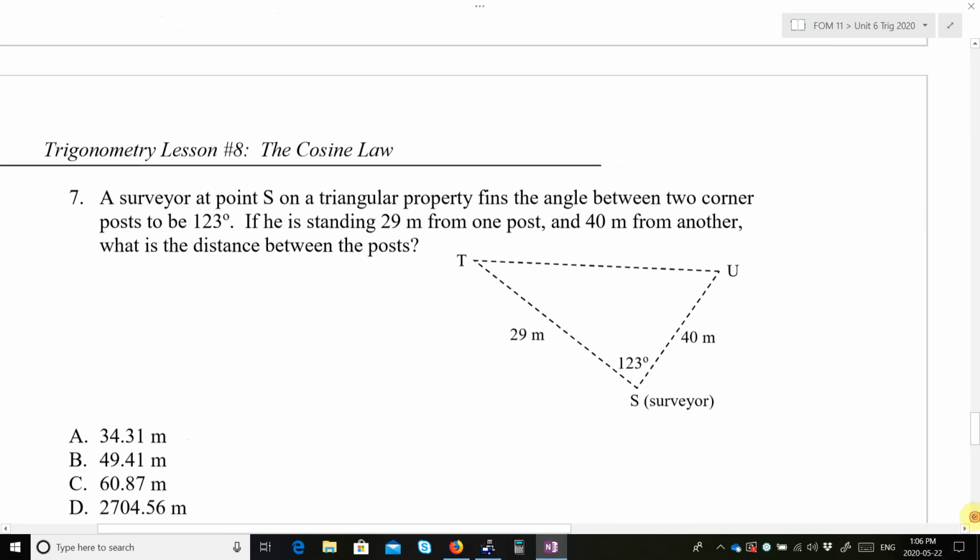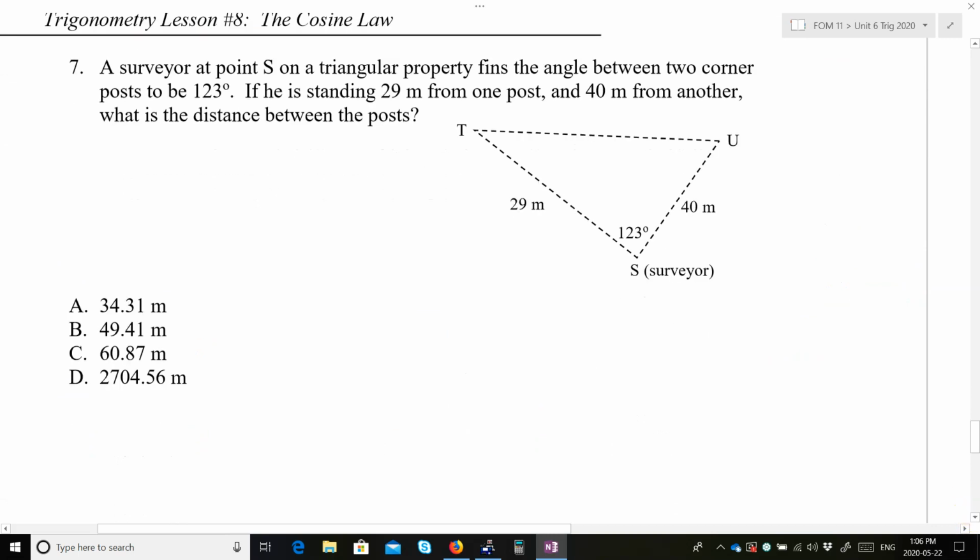Alright, and we will finally finish off with number 7 here. It says a surveyor at point S on a triangular property finds the angle between two corner posts to be 123 degrees. If he is standing 29 meters from one post and 40 meters from another, what is the distance between the posts?